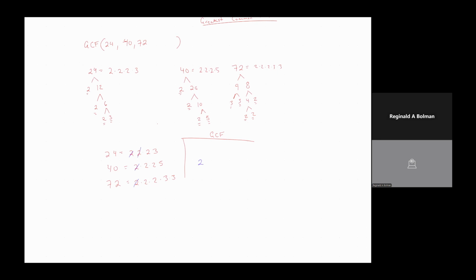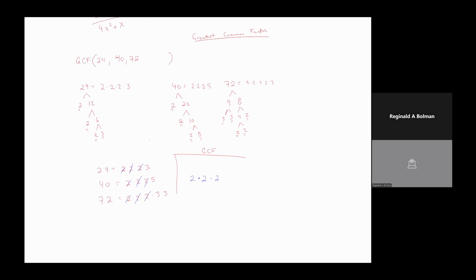I have another set of 2's. I'm going to cross those out. I'll write it exactly once in my GCF table. Got another set of 2's. Cross them out. I'll write it exactly once. So the GCF of 24, 40, and 72 happens to be 2 times 2 times 2. 2 times 2 is 4. 4 times 2 is 8. So the GCF is 8.